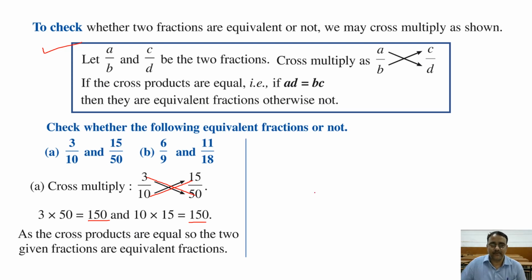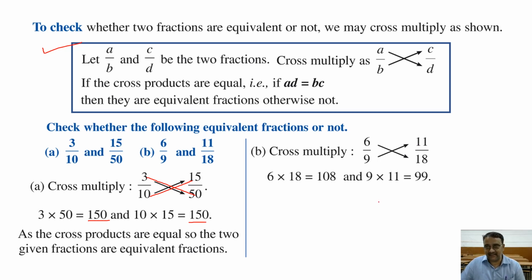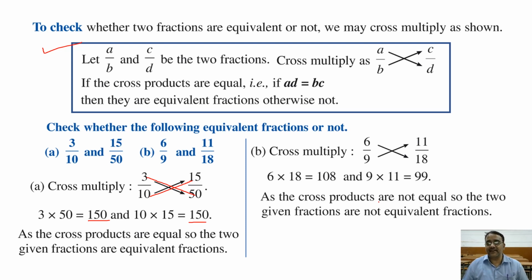This example is clear? Okay, now we will cross multiply. 6 into 18 is 108. 9 into 11 is 99. That means the cross products are not equal. So therefore these two fractions are not equivalent fractions. So like that we have to check. Okay. Now we are going to do the Try This question.